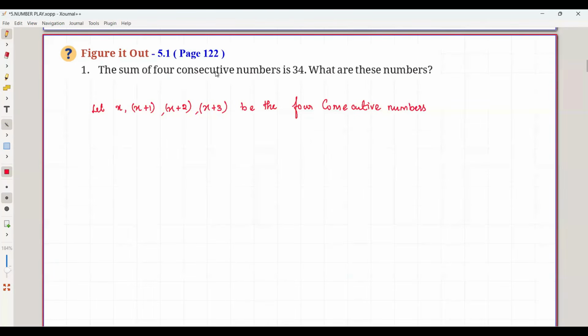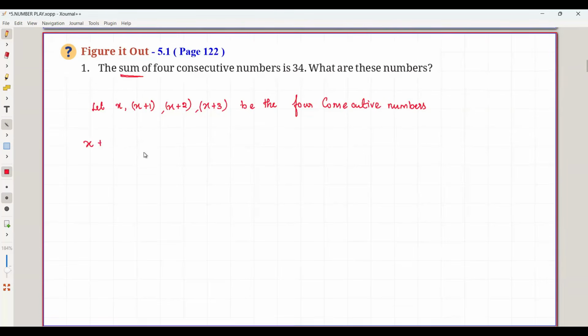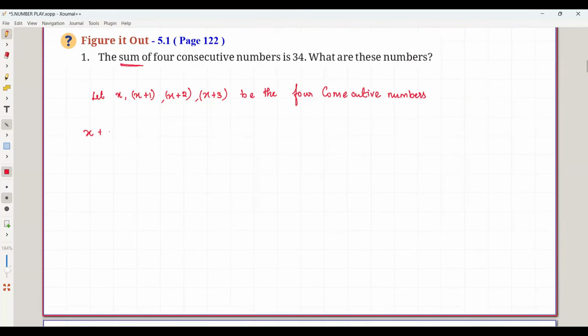Okay, the sum of 4 consecutive numbers is given as 34. Sum means we have to add all the 4 numbers, so we have to get 34. Sum means you can just take according to the question. I'm just going to add everything: x plus (x plus 1) plus (x plus 2) plus (x plus 3) is equal to 34.